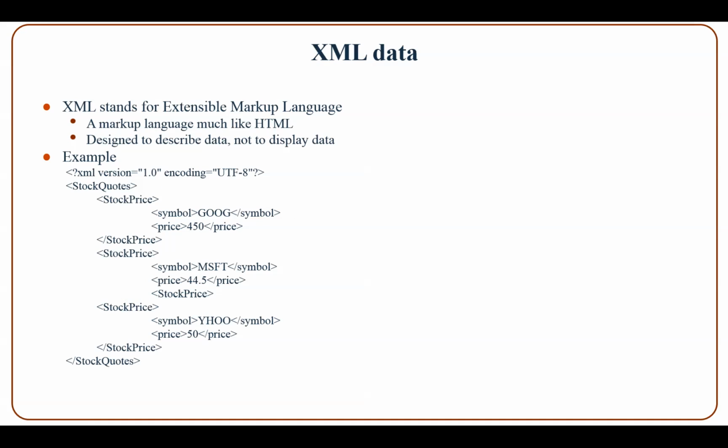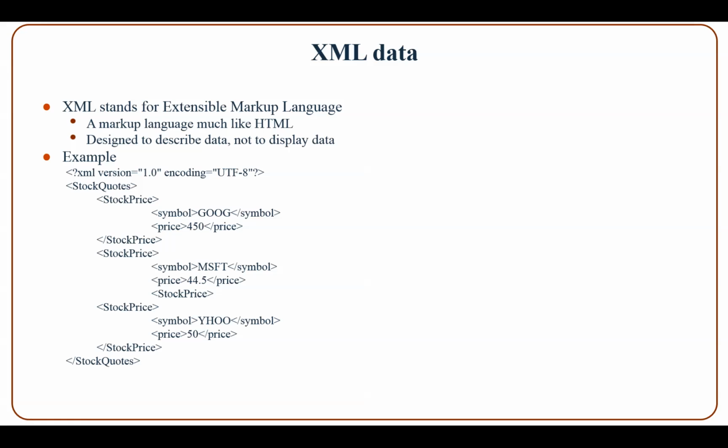Now we talked about XML data. XML is older than JSON. XML stands for Extensible Markup Language, and it is a markup language much like HTML, designed to describe data, not to display data. Let's look at an example of an XML document. Stock quotes is an XML element. This root element contains 3 stock price elements.